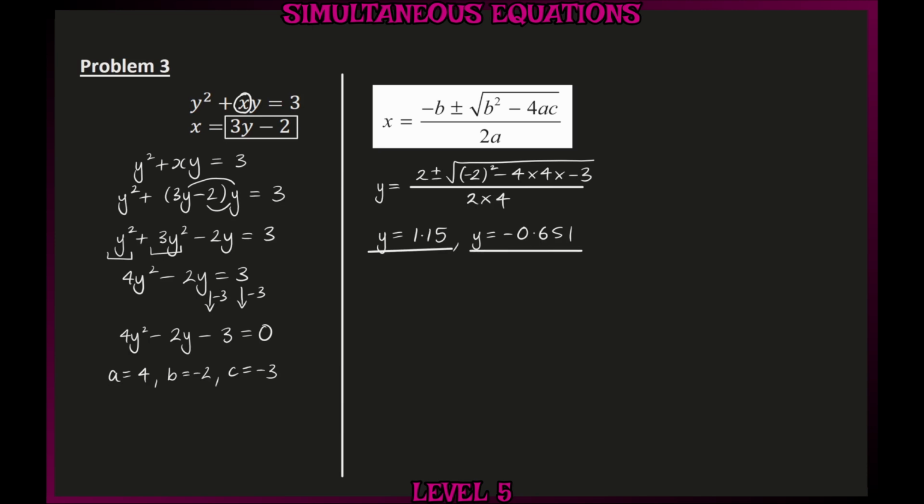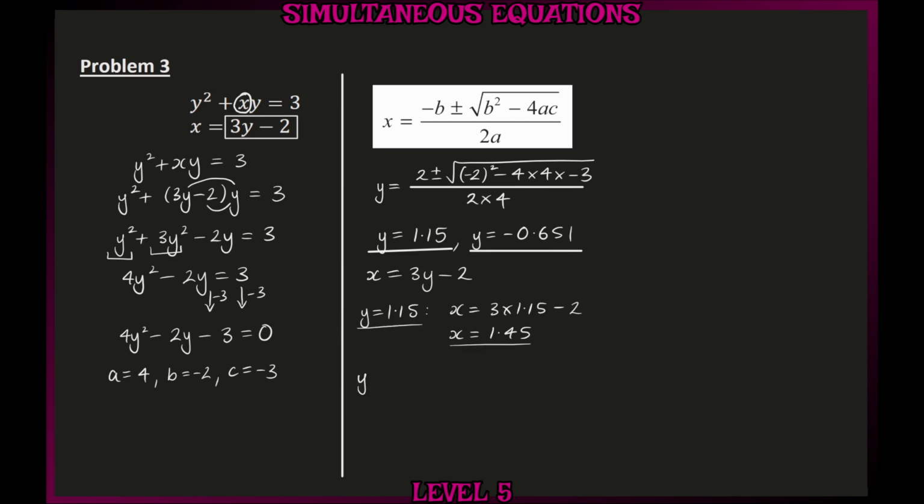To find the matching values of x, we're now going to take the second equation, the linear one, x equals 3y minus 2, because x is already the subject, and we're going to substitute our values of y into this equation. So when y is equal to 1.15, we have x is equal to 3 times 1.15 minus 2. And if we put that into our calculator using the exact value of y, we get 1.45, correct to 3 significant figures. So this gives us our first pair.